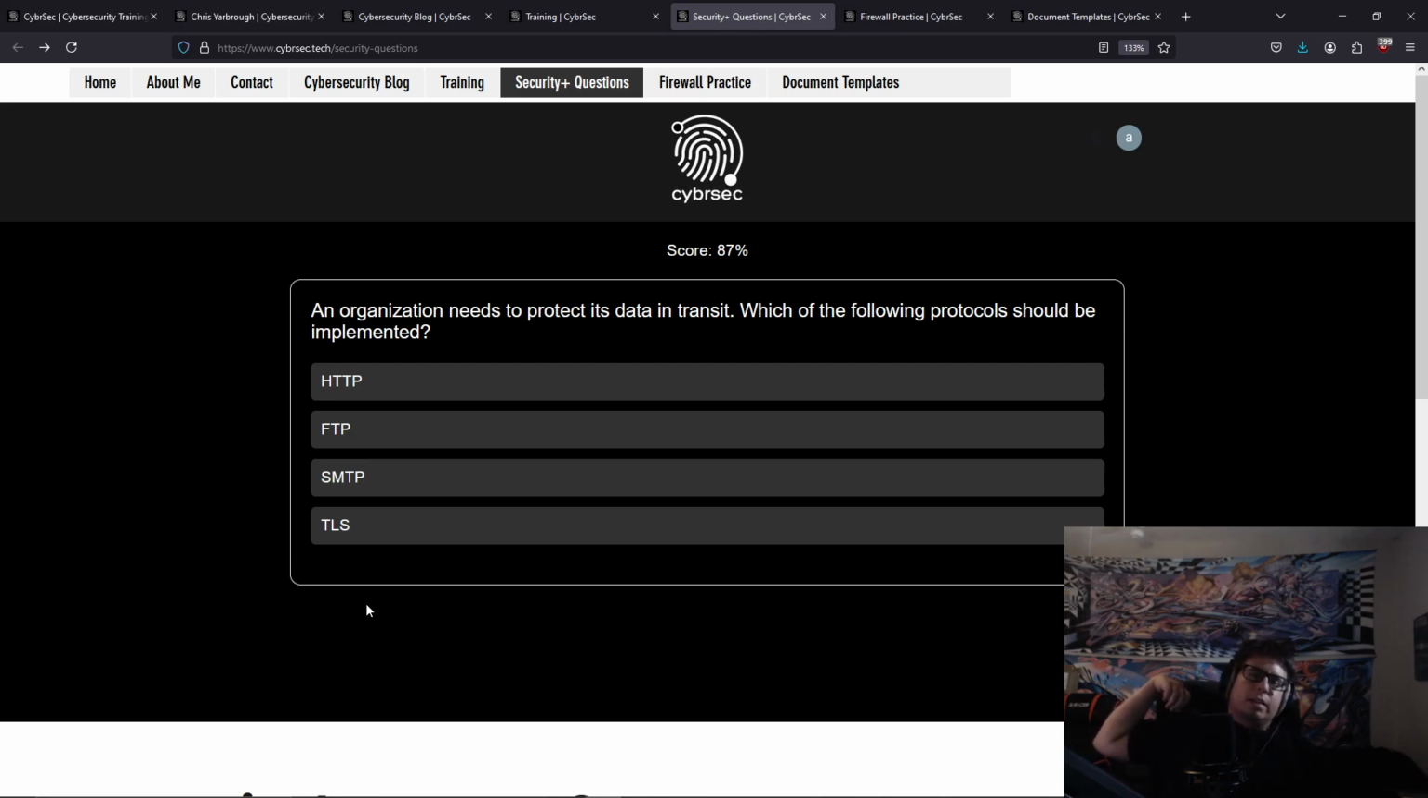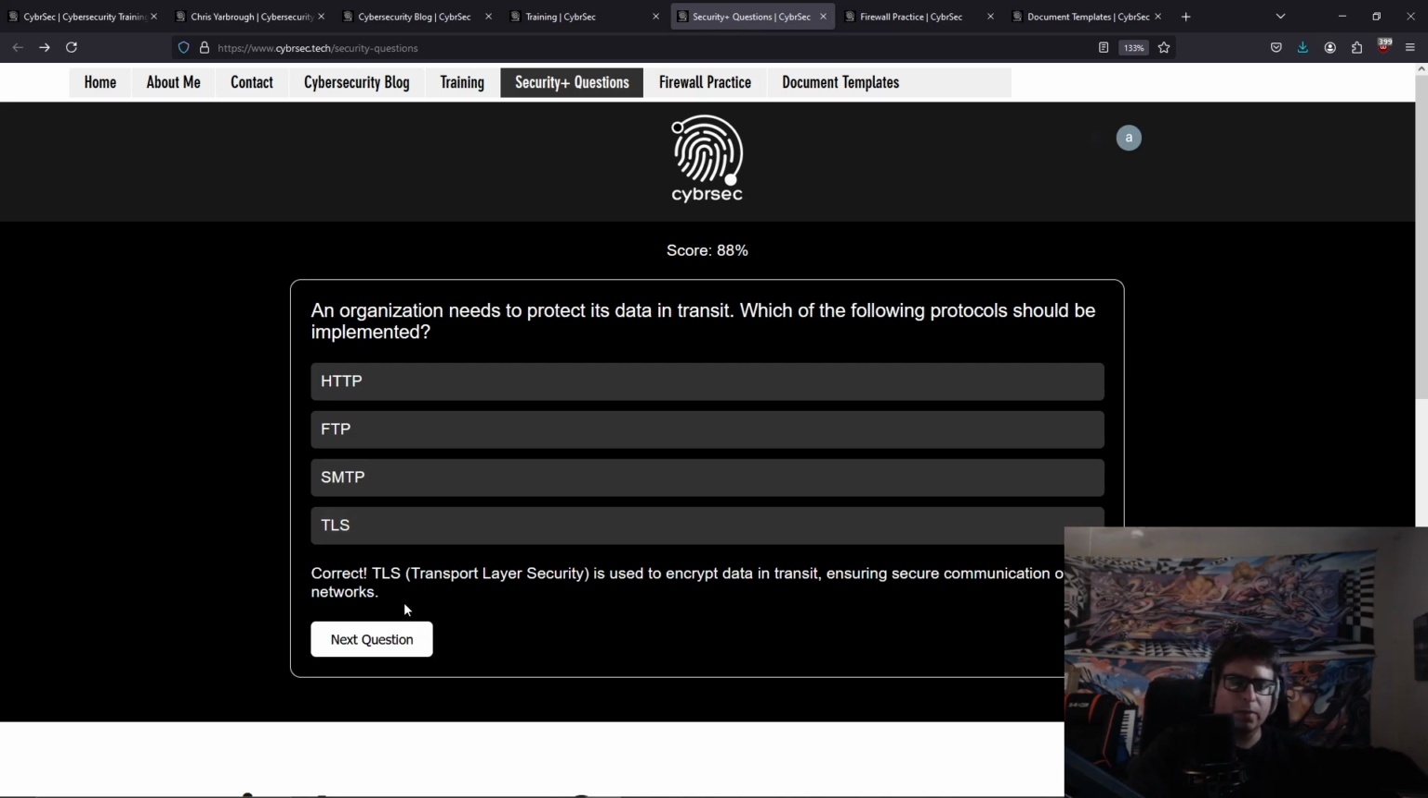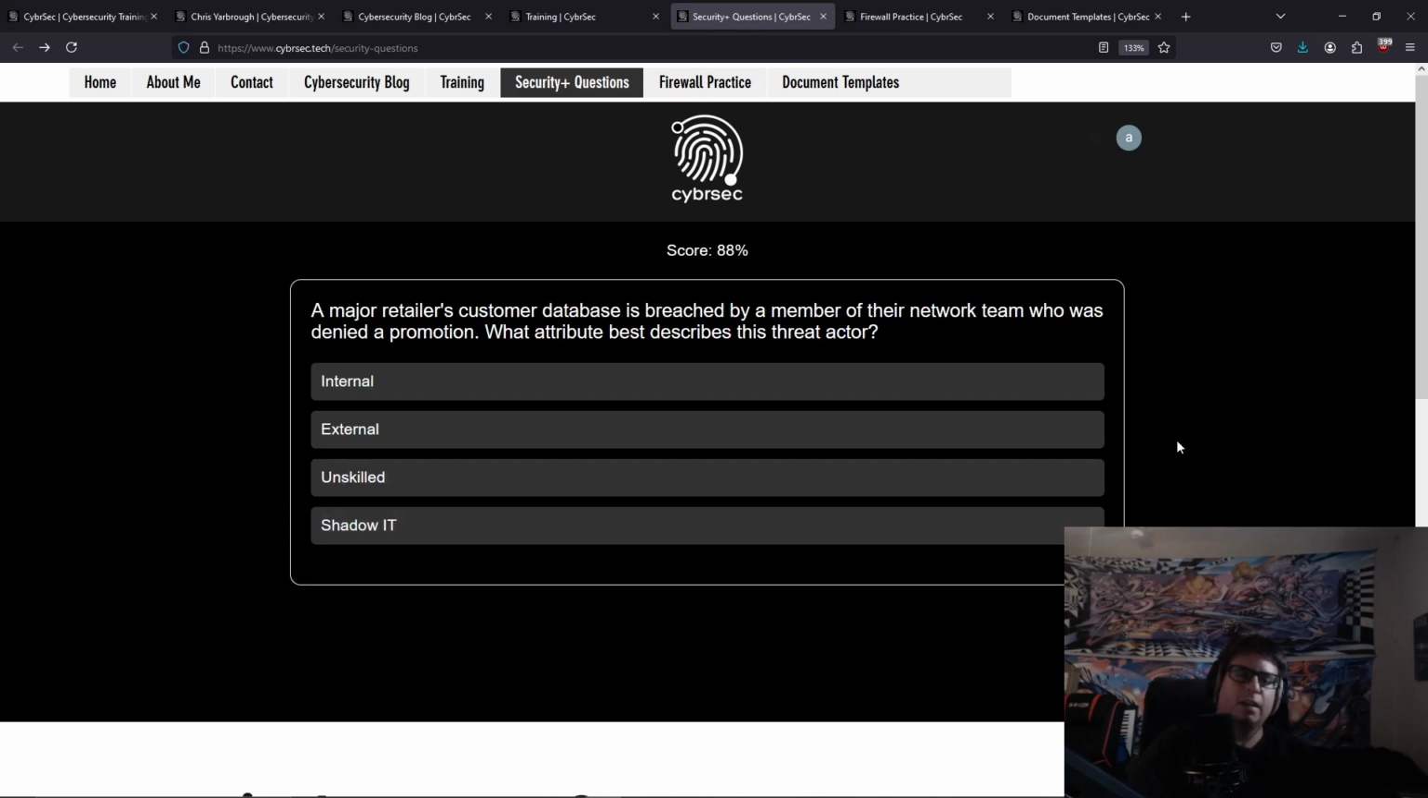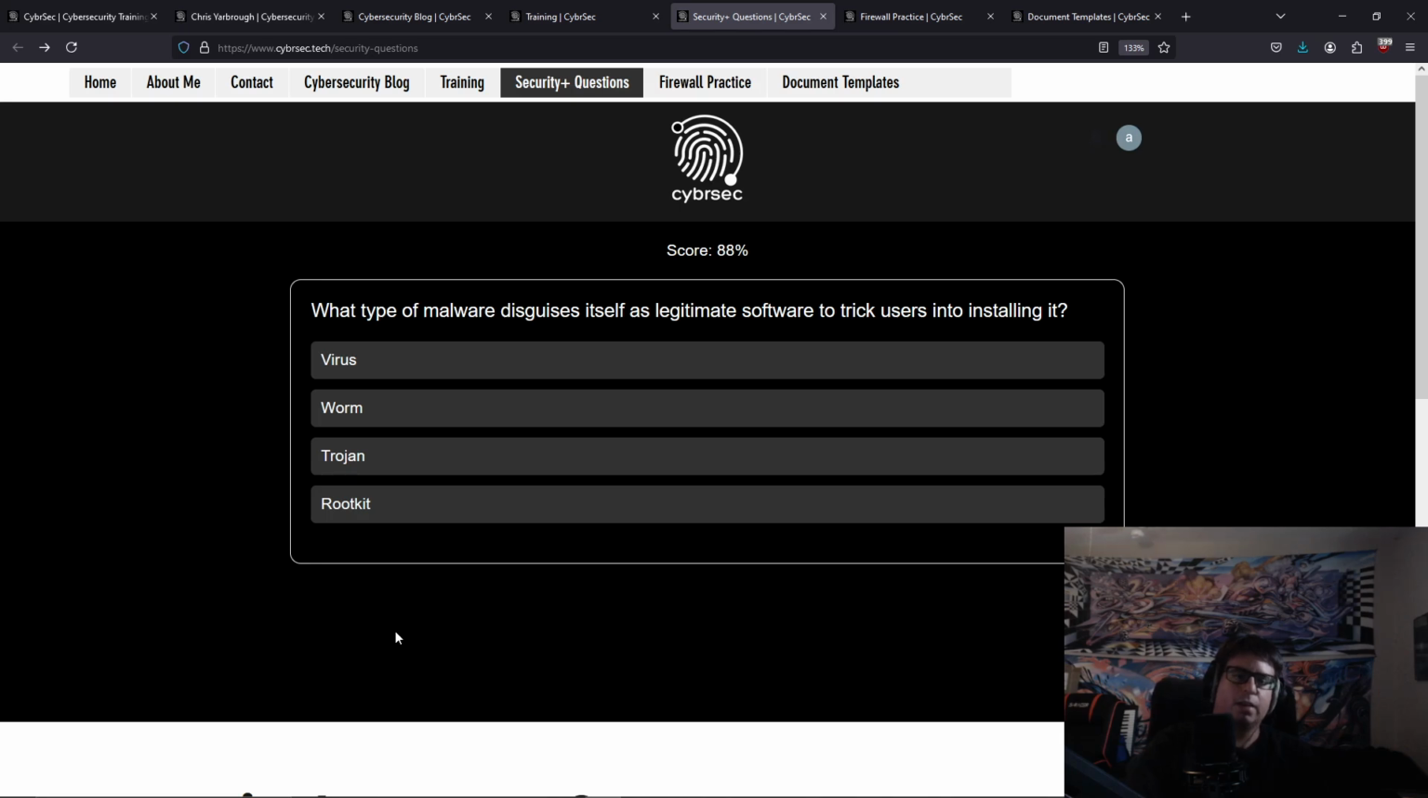An organization needs to protect data in transit. Which of the following protocols should be implemented? Protect data in transit. I want this one so bad. Yes. A major retailer's customer database is breached by a member of their network team who was denied a promotion. What attribute best describes this threat actor? Internal. Correct.